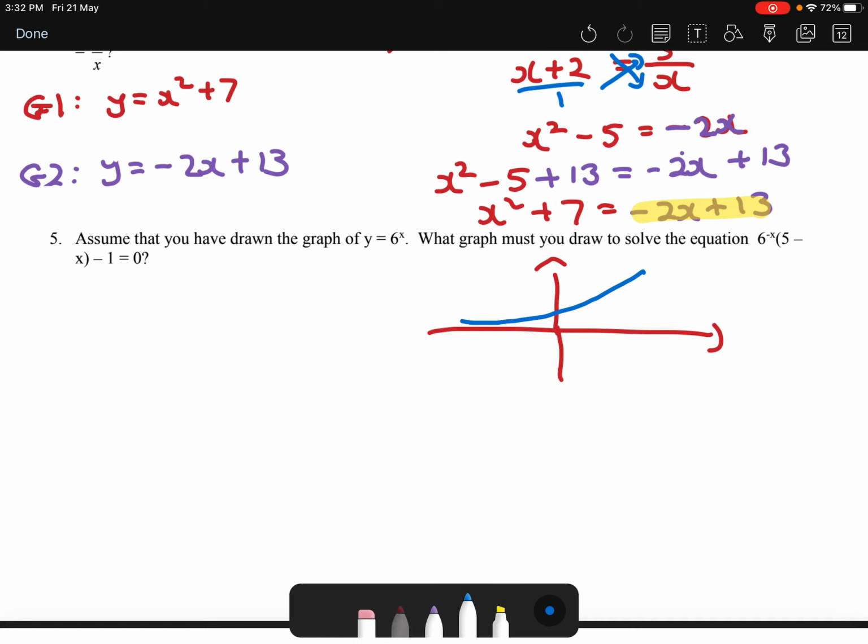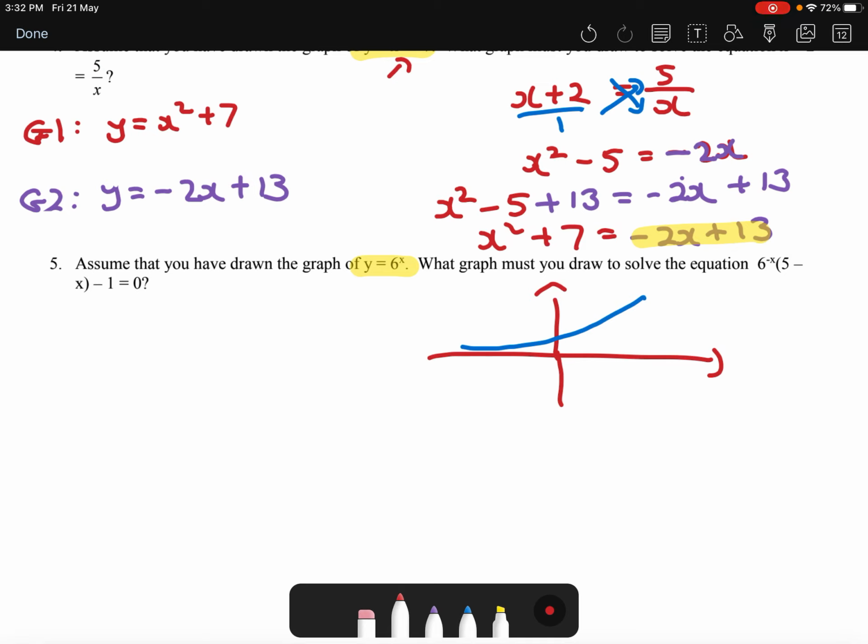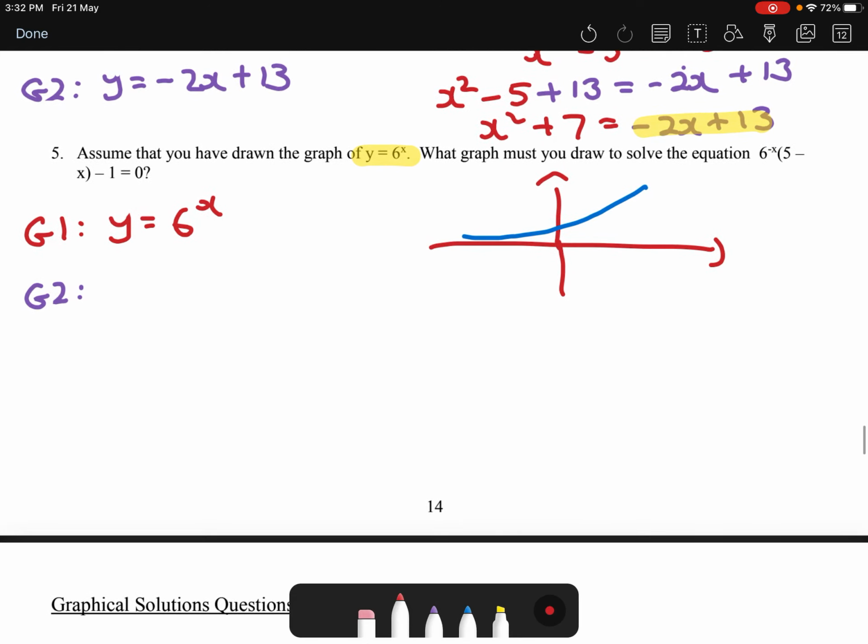Okay, so this one is a bit more tedious. Same thing, graph number 1, I write it down. So y is equal to 6 to the power of x. Okay, graph number 2, I do not know. So same thing, your equation: 6 to the power of minus x, bracket, 5 minus x, bracket, again minus 1 equal to 0.